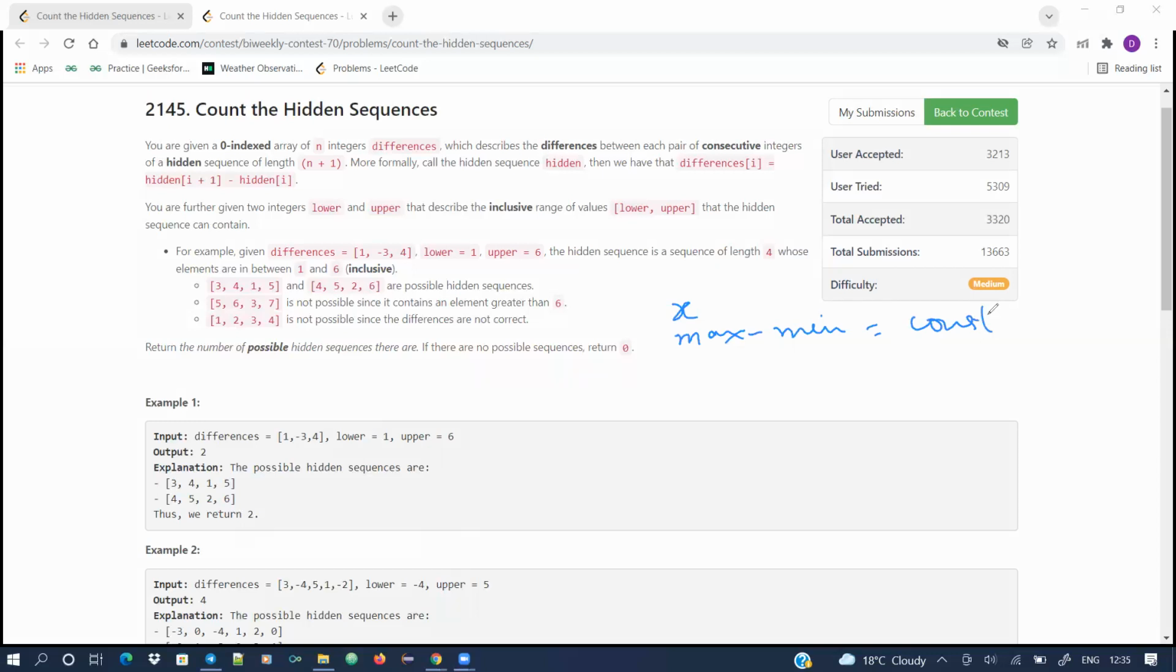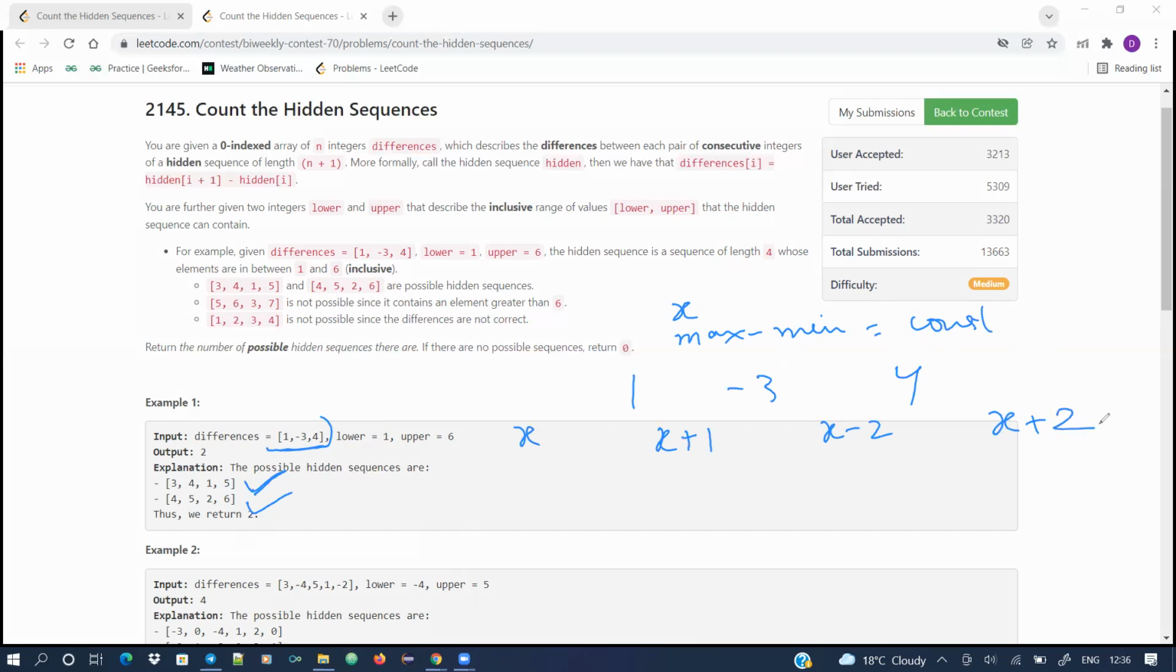And as we are given only the differences, we are not given the sequence. How is it possible to find the maximum and minimum difference with the help of this differences array? Let's discuss this. We are given 1, -3 and 4. So our generalized values will be x plus 1, x minus 2, and x plus 2.